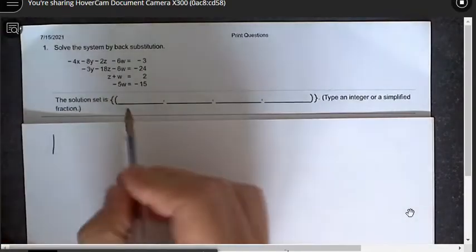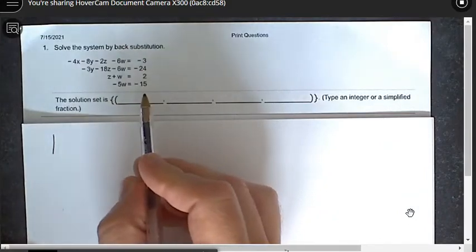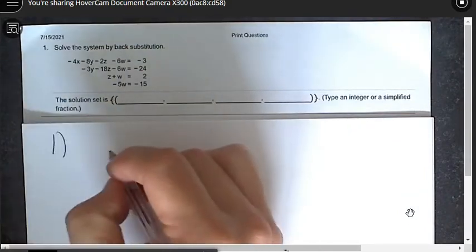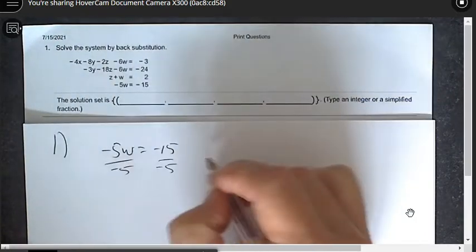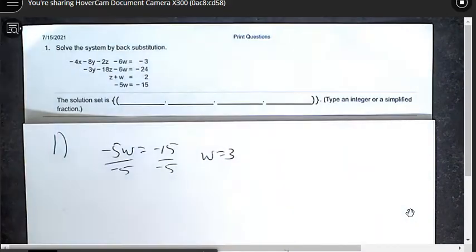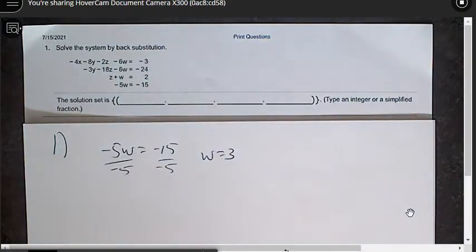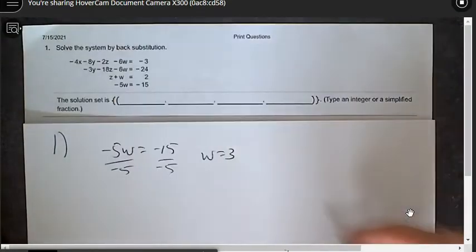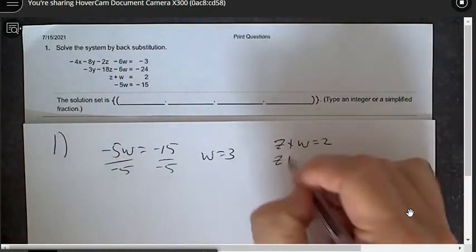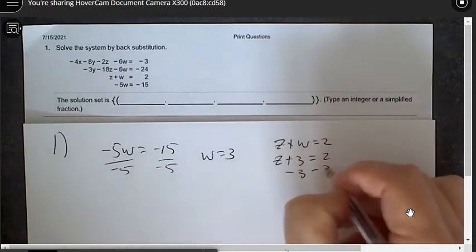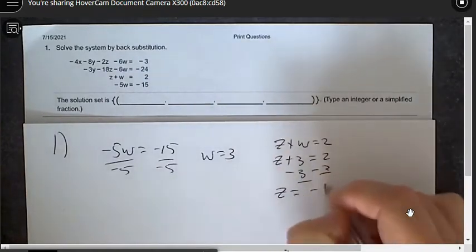Okay, so number one, we start off with the end of it. We've got negative 5w is equal to negative 15. So just dividing those two things, we get w equal to 3. And then once we've got that one solution, we'll take that solution for the w equal to 3 and plug it back into the line that's above it. So we've got z plus w is equal to 2. So that's z plus 3 equals 2. Solving this one, we get z would equal negative 1.